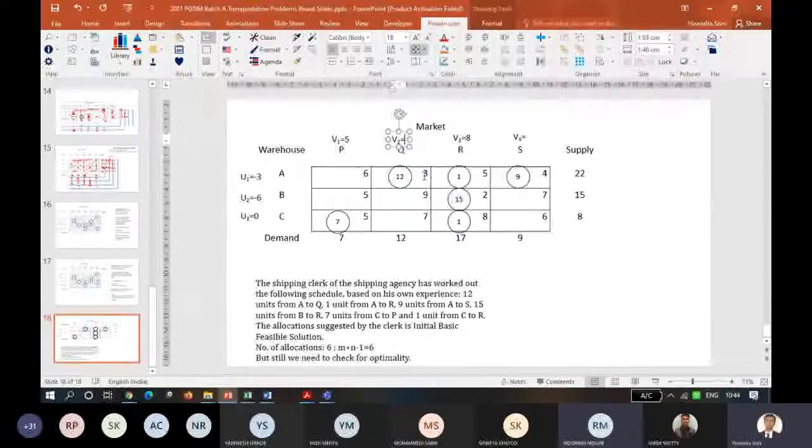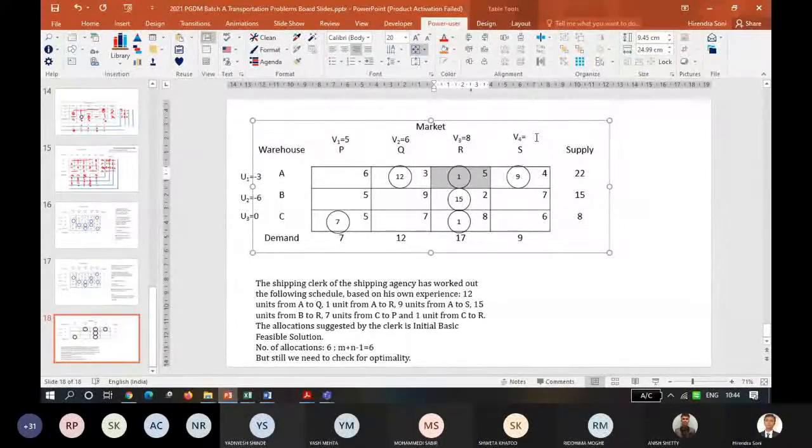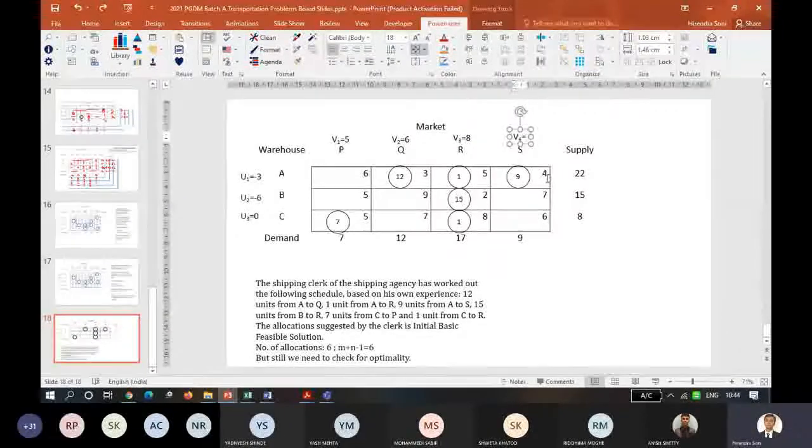Cij. 6. So this would be 6. What about V4? V4 would be how much? 7. 4 minus of -3. So 7. Now let us look at the opportunity costs now.